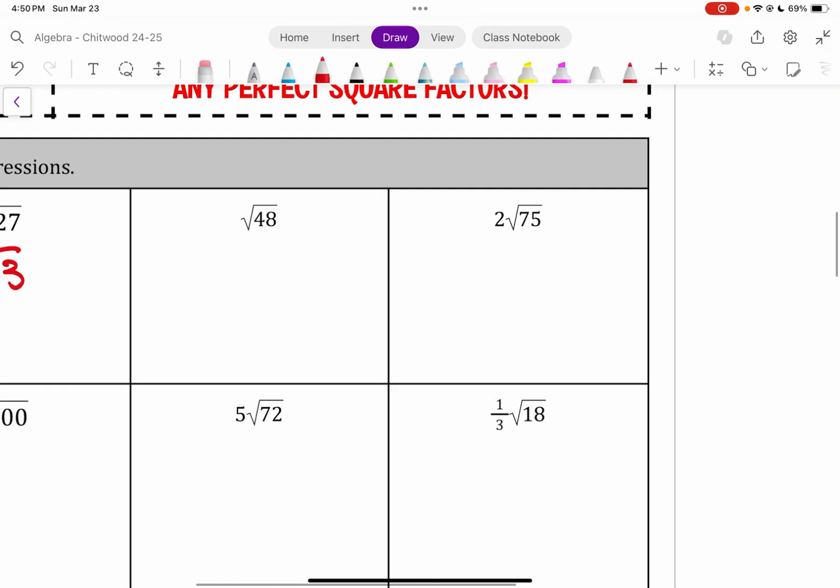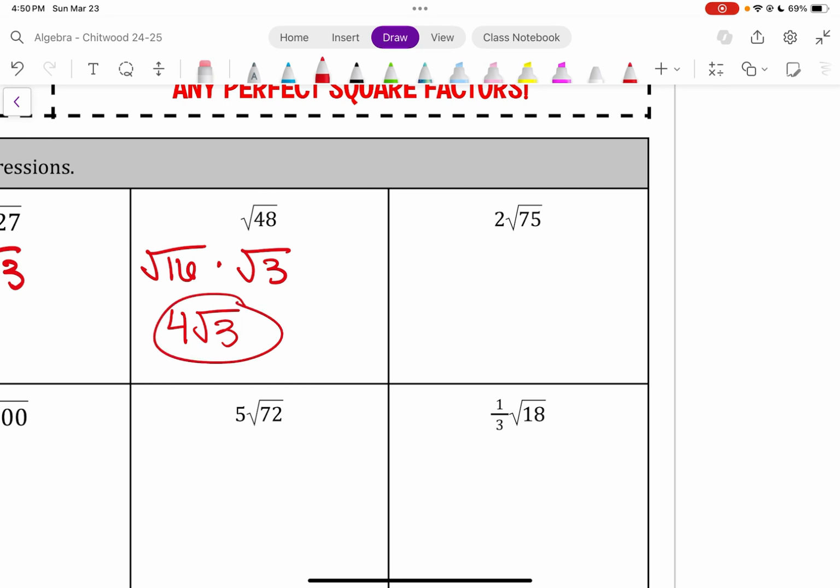Same idea, square root of 48, that can be broken up into the square root of 16 times the square root of 3. There's many different ways that you can break up some of these numbers, like I could do 12 and 4, 24 and 2. But remember, the goal is you want to get the greatest perfect square as a factor. The square root of 16 is 4, and then I still have my square root of 3, so my answer is 4 root 3.